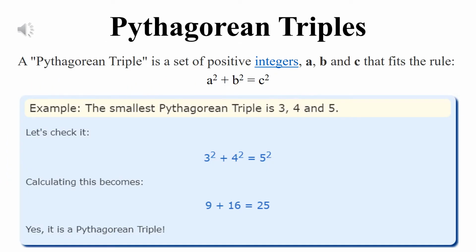Pythagorean Triples. A Pythagorean triple is a set of positive integers a, b, and c that fits the rule a squared plus b squared equals c squared. Example, the smallest Pythagorean triple is 3, 4, and 5. Let's check it. 3 squared plus 4 squared equals 5 squared. Calculating this becomes 9 plus 16 equals 25. Yes, it is a Pythagorean triple.